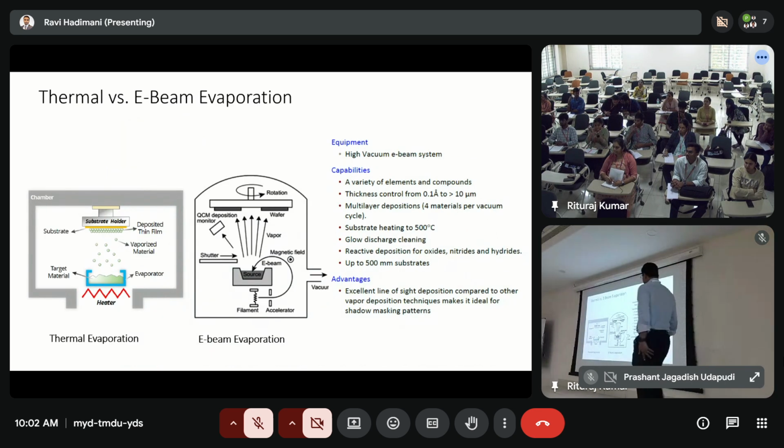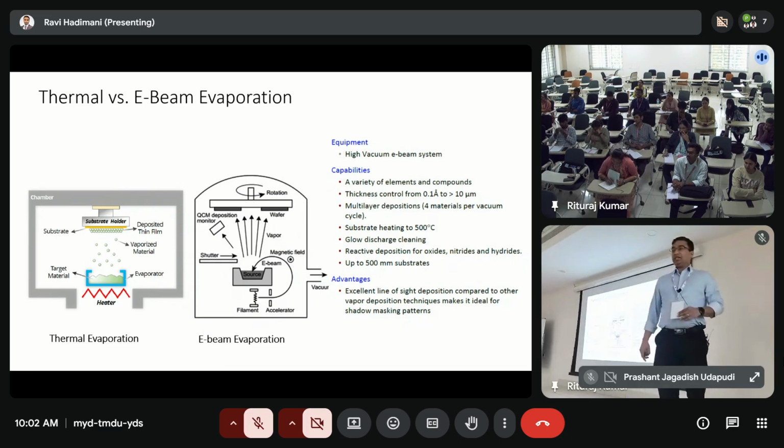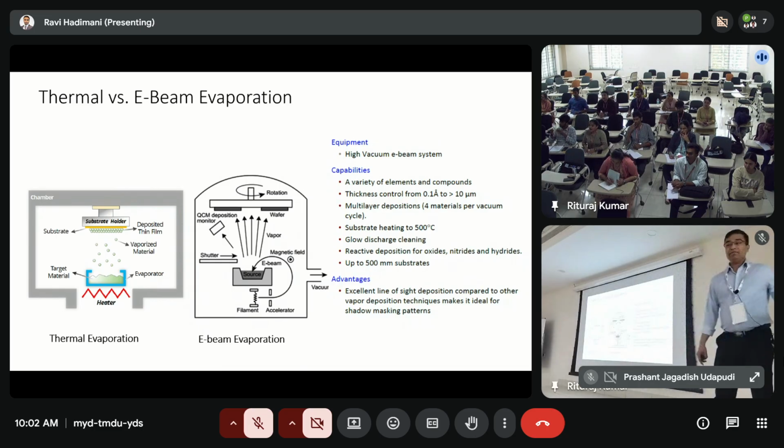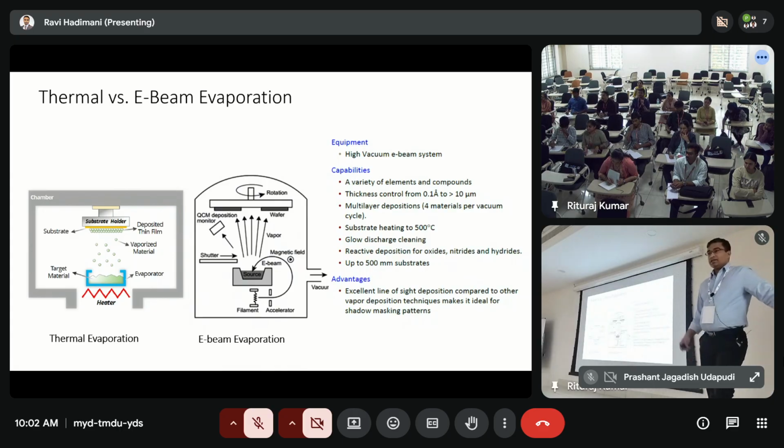So now we are coming directly to PVD, that is physical vapor deposition. Okay, so CVD or PVD. CVD stands for chemical vapor deposition. PVD stands for physical vapor deposition. V is common, that is, you have to make vapors.